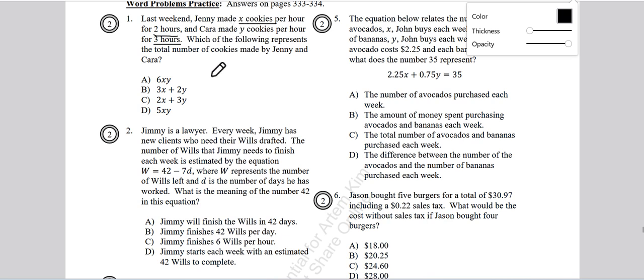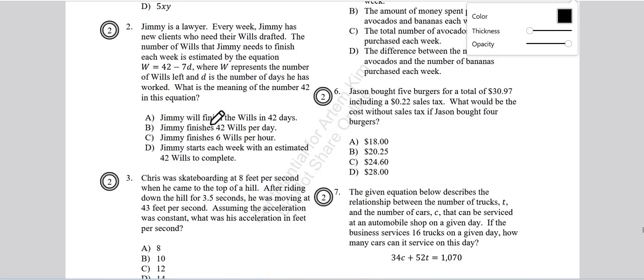Jenny made X cookies per hour for 2 hours, right? So 2x plus, and Kara made Y cookies per hour for 3 hours, so 3y. So this is the total number of cookies made by Jenny and Kara. So the answer is C. Let's move on. Question number 2.